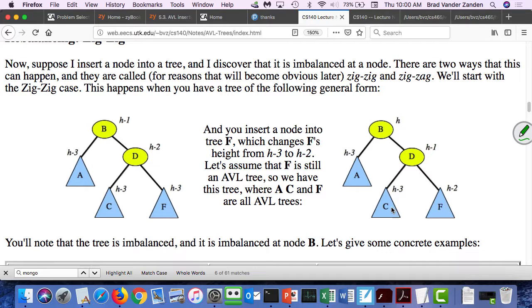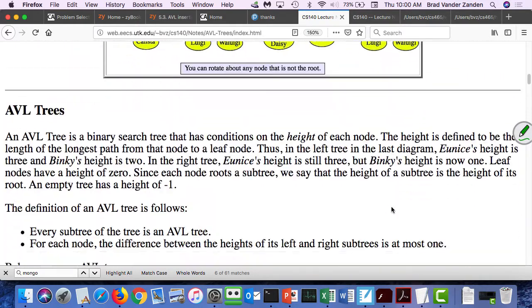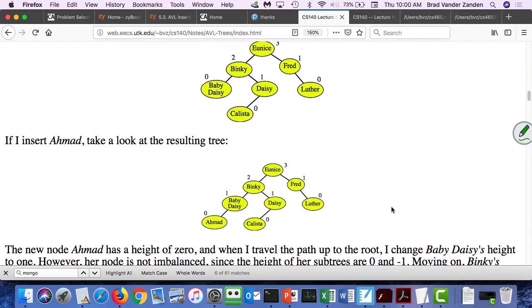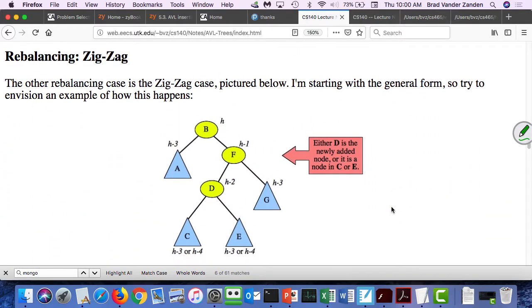So we have inserted into one of the two subtrees of D, either C or E. Okay, and the imbalance is at B. It's the first place where the heights differ by 2. So you see H minus 3 here, H minus 1 here. So for example, if H were 8, this is a 7. That is a 5, so their heights differ by 2. And with a zigzag, it's always the case that you go one direction and then the opposite direction, hence zigzag. So we don't know whether the insert occurred in tree C or in tree E, but we know it occurred in one of the two.